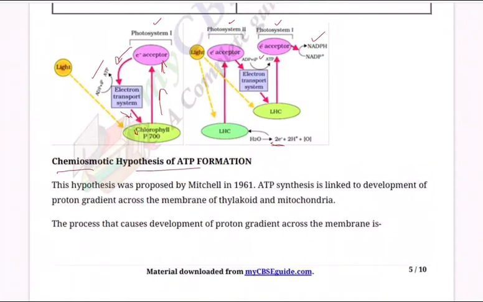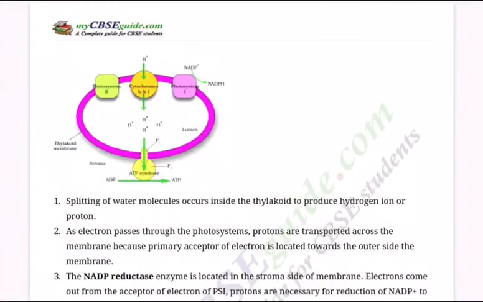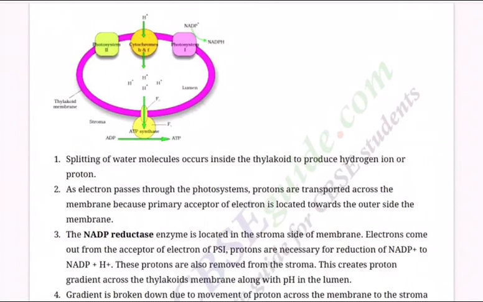Next, we go ahead with the chemiosmotic hypothesis of ATP formation. This hypothesis was proposed by Mitchell in 1961. ATP synthesis is linked to development of a proton gradient across the membrane of thylakoid and mitochondria. So, proton gradient will decide the ATP synthesis. The process that causes development of proton gradient across the membrane is, look at this here. What makes the proton gradient? See, H plus, H plus, H plus.